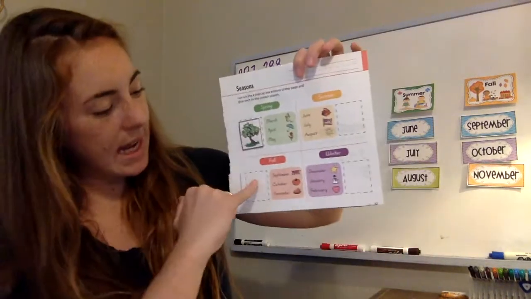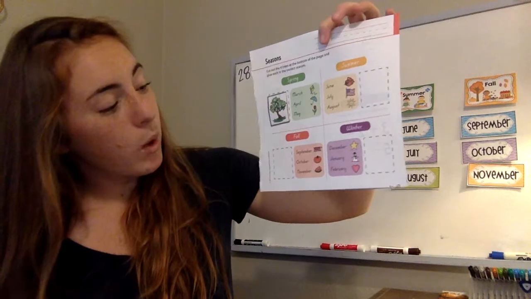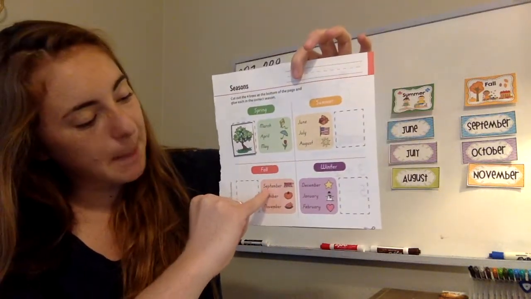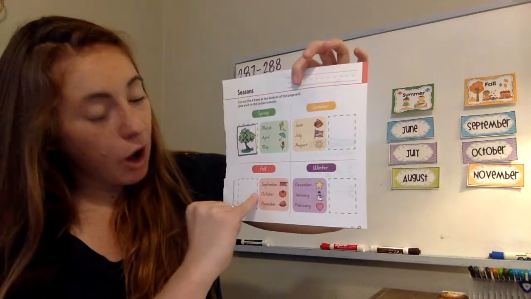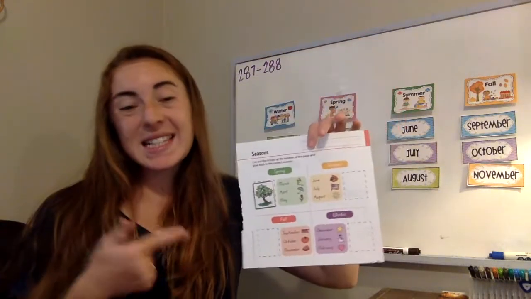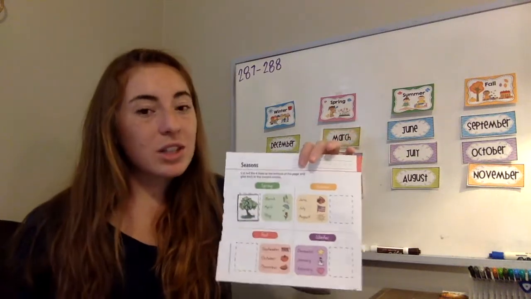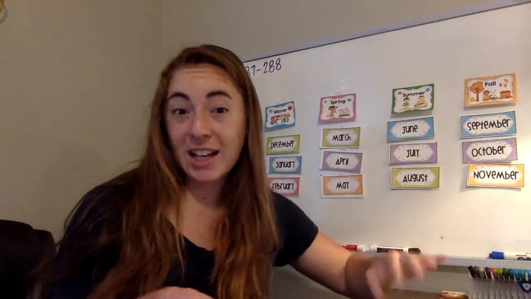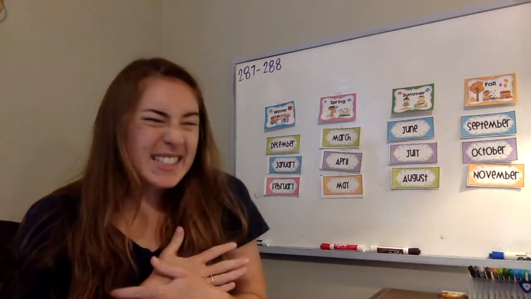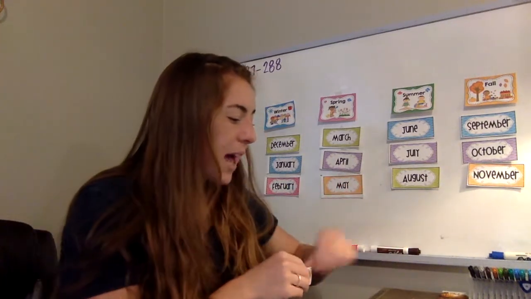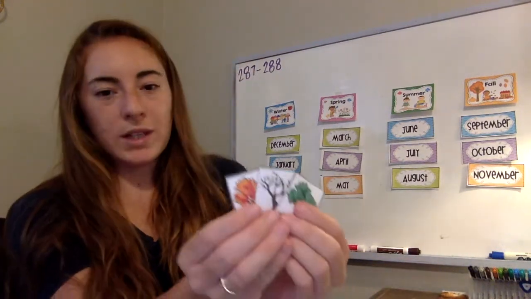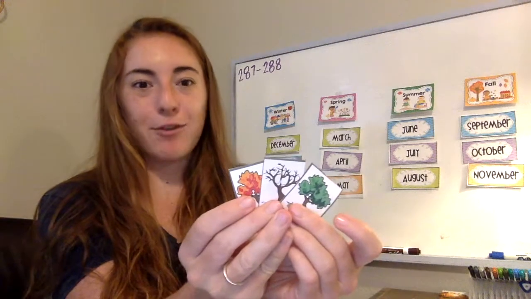Now let's go down to fall. Now what are the 3 months in fall? September, October, November. Now remember, this is the season where those leaves start to fall. They might turn a different color, like red, orange, yellow. It starts to get a little bit colder. So out of the 3 trees that we have left, which one do you think we should tape next to fall?